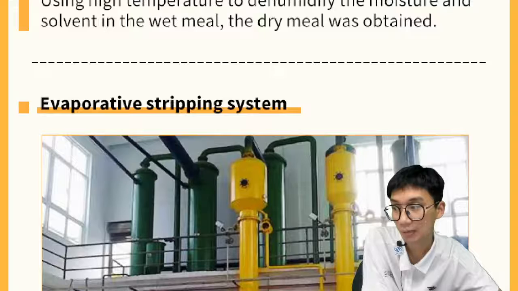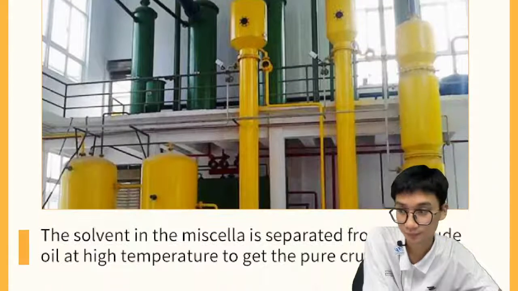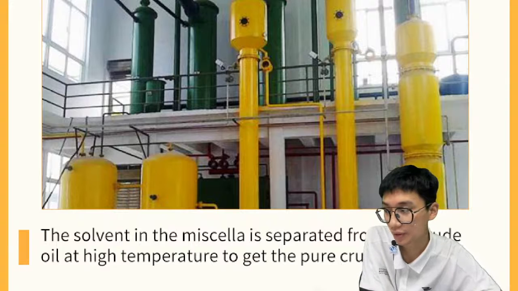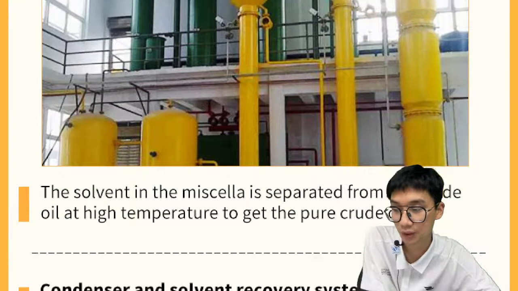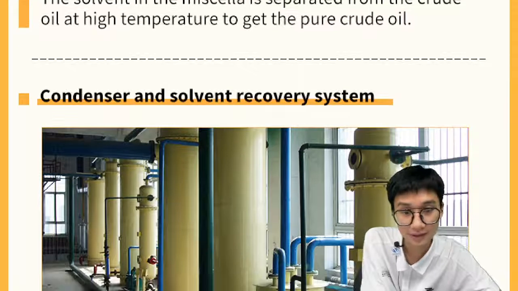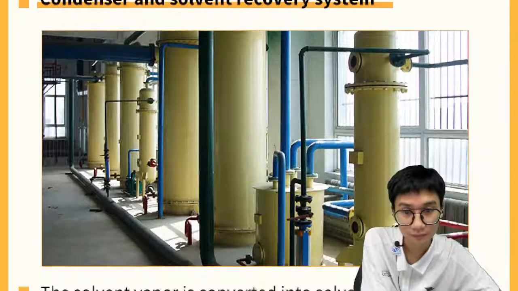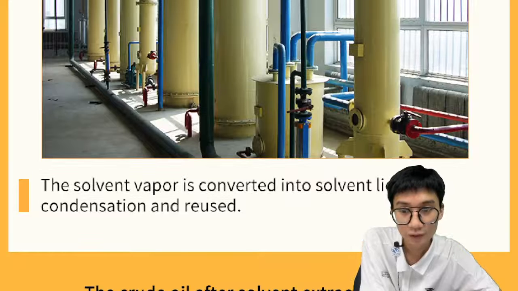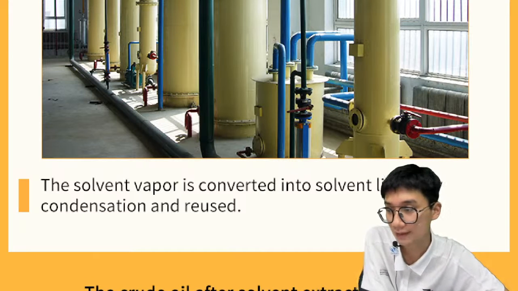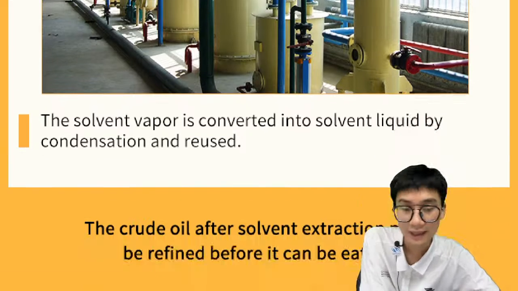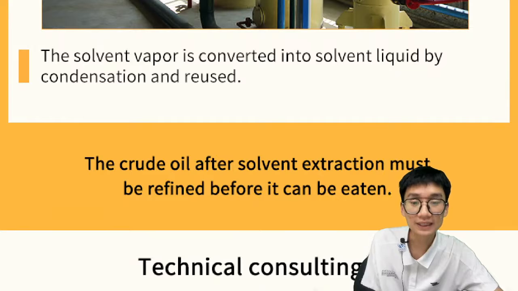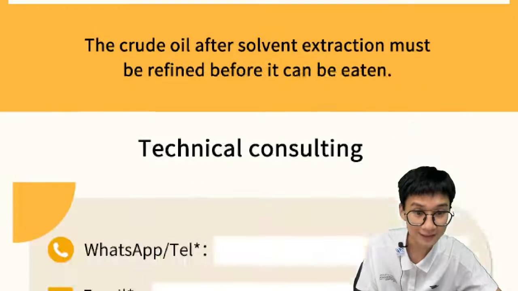And this is our evaporative stripping system. The solvent in the miscella is separated from the crude oil at a high temperature to get the pure crude oil. And this is our condenser and solvent recovery system. For this one, the solvent vapor is converted into solvent liquid by condensation and reused. The crude oil after solvent extraction must be refined before it can be eaten.